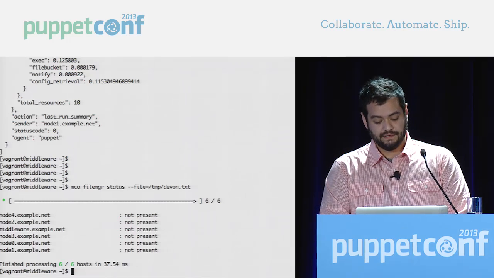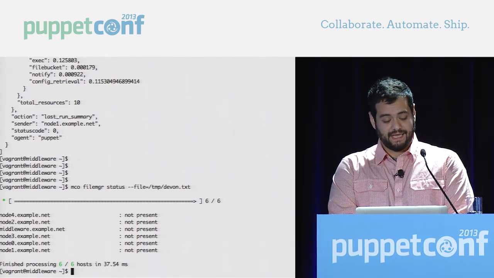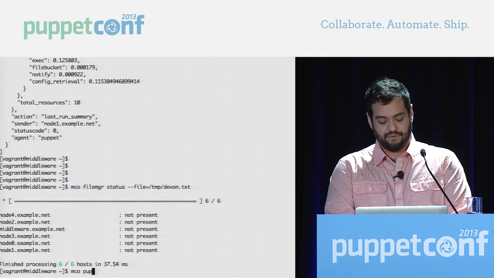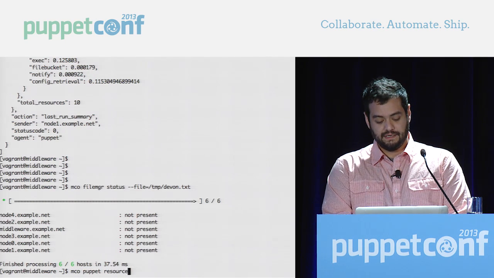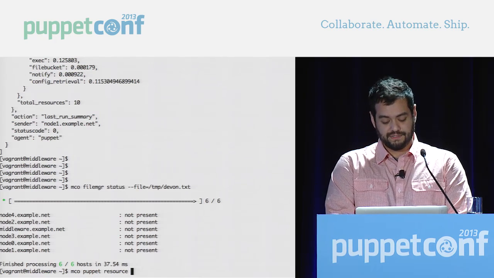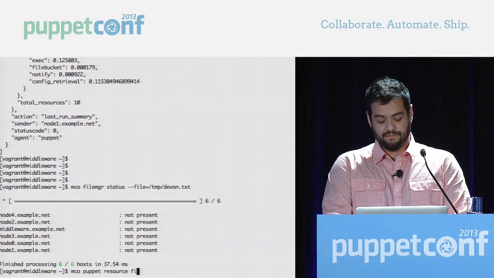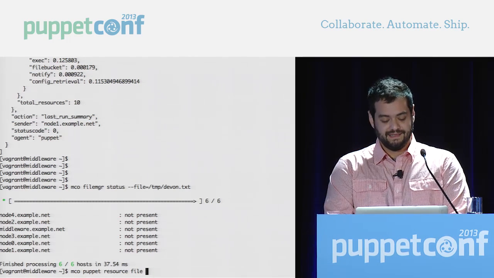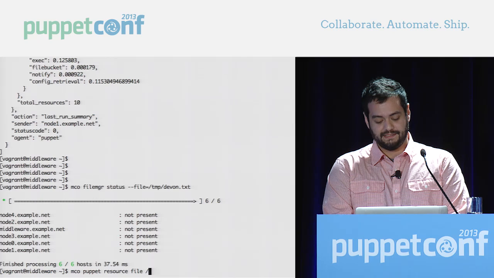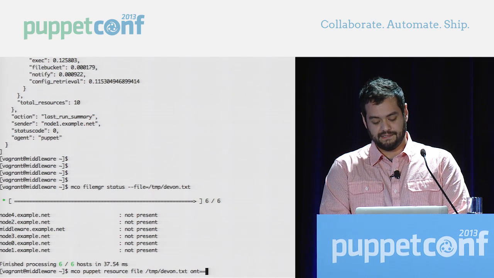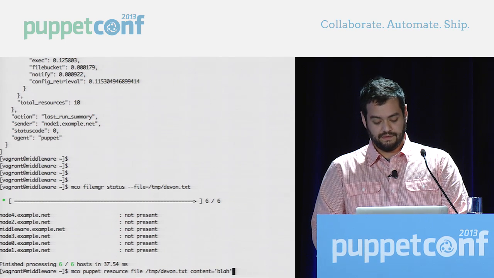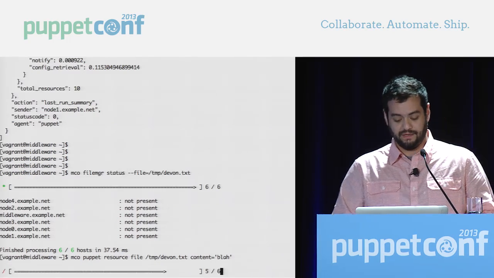The file doesn't exist. So we can use the Puppet RAL to actually create that file as you would any other Puppet resource. So we'll go MCO Puppet resource, which is going to be the action. And then the parameters for the resource are the resource type. So we got a file. Imagine it like you're writing a Puppet manifest, but without any of the syntax. So we've got a file. The name of it will be, let's say, tempdevon.txt. And let's say content is going to be blah. So this should create a file with content of blah on all those nodes.